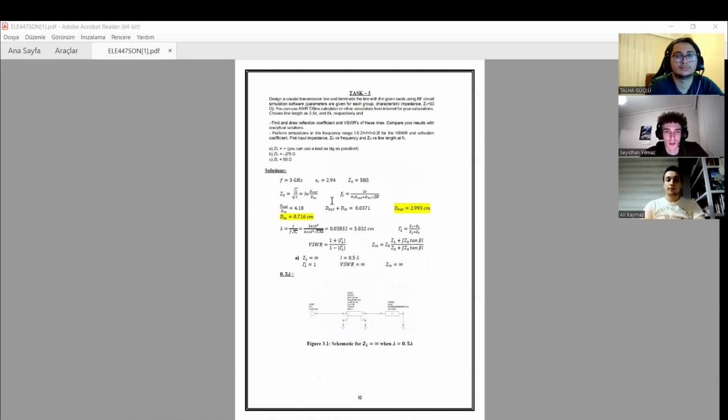In the third task, the coaxial transmission line, which we have designed in the first task, is simulated with the AWR design environment tool. Reflection coefficient, VSWR, input impedance versus frequency, and input impedance versus line length graphs are observed in a specific frequency range. Each of them is consistent with our expectations.